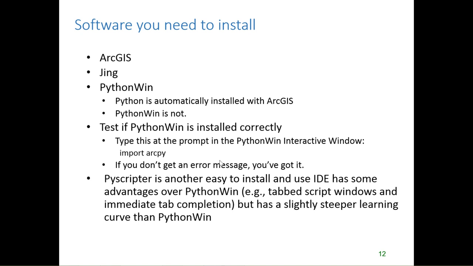Homework 1 walks through the installation process for Python Win and PyScripter. Python itself is automatically installed when ArcGIS is installed, so do not install Python again. If your import ArcPy test fails in Python Win or PyScripter, you probably installed them under another version of Python that your machine has, in a location that is not under the current active ArcGIS install.